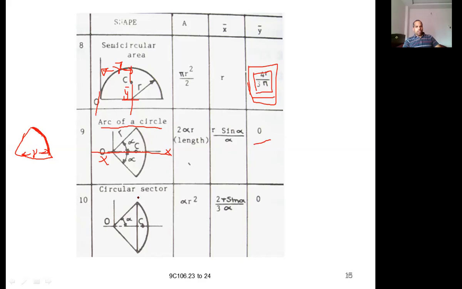Similarly, for a circular sector, the area is alpha r square, and x bar is equal to 2 r sin alpha by 3 alpha. Again y bar is 0 because this is a line of symmetry, and your centroid lies on the line of symmetry. In both cases, y bar is equal to 0.